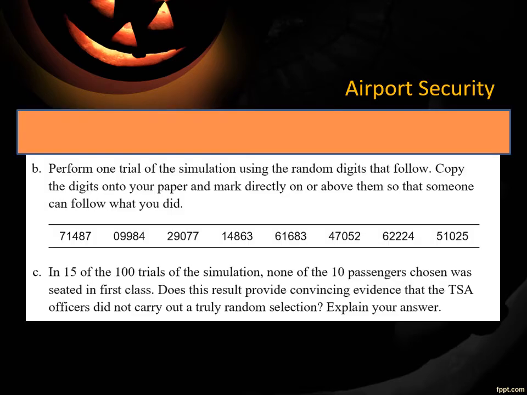I know this is complicated, so I want to give you some time to actually practice it with this example. So I'm going to have you and the person next to you perform one trial of the simulation using the random digits table that you see before you. So you're going to copy the digits onto your paper and mark directly on or above them so that someone can follow what you did. And then once you've done that, you're going to answer: in 15 of the 100 trials of the simulation, none of the 10 passengers chosen was seated in first class. Does this provide convincing evidence that the TSA officers did not carry out a truly random selection?